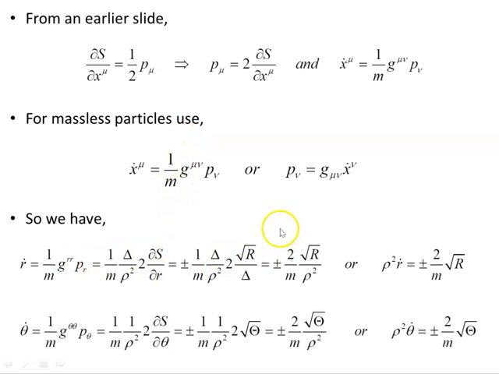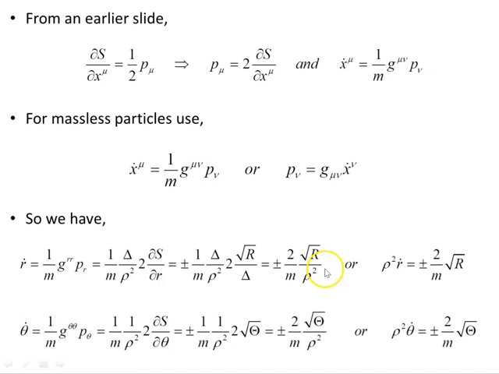All right, so what do we have so far? What have we found? Whether they're particles with mass or without mass. So we've got R dot is 1 on M GRR PR. So 1 on M GRR is delta on rho squared times 2 dr ds. Remember, PR comes from this thing here. PR is 2 ds dr. And then we have plus or minus 1 on M delta rho squared 2 square root R on delta. Remember, ds dr was square root R on delta, plus or minus. So we have this. All right.